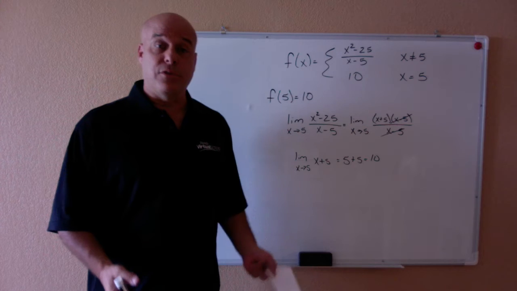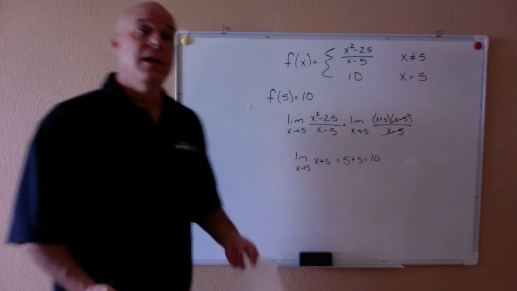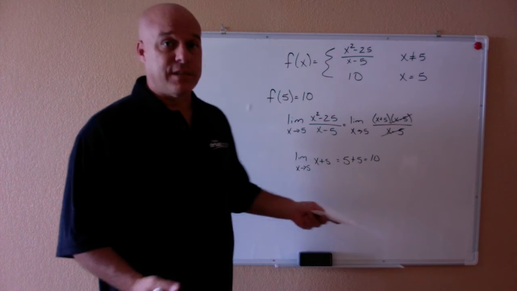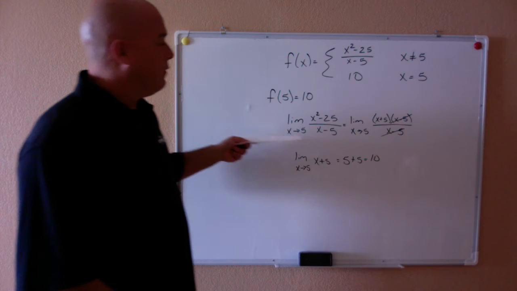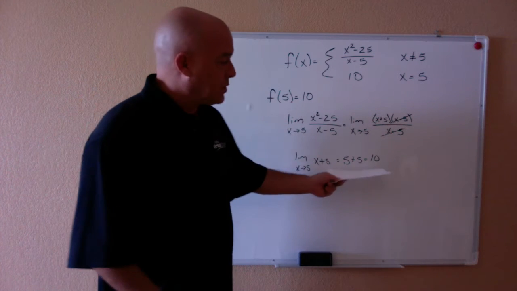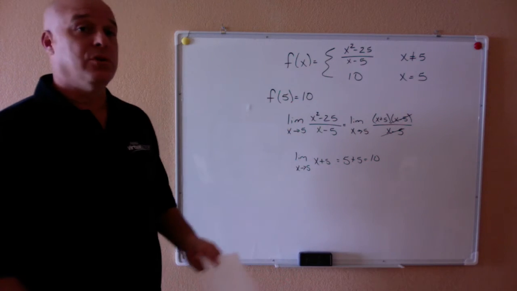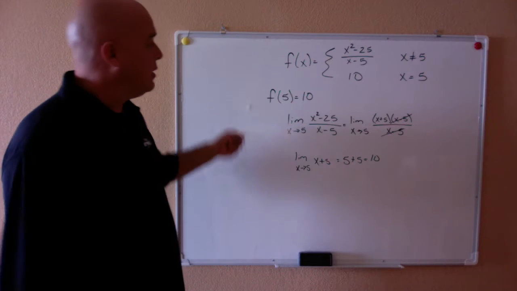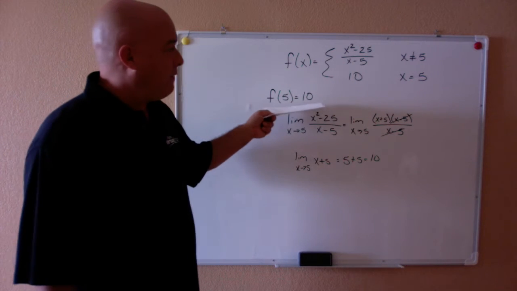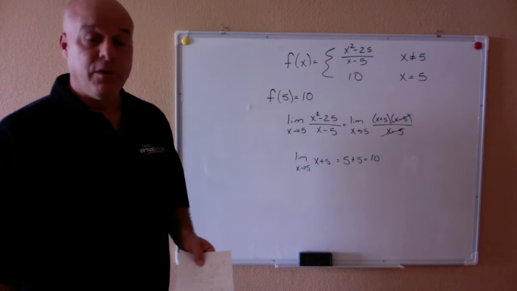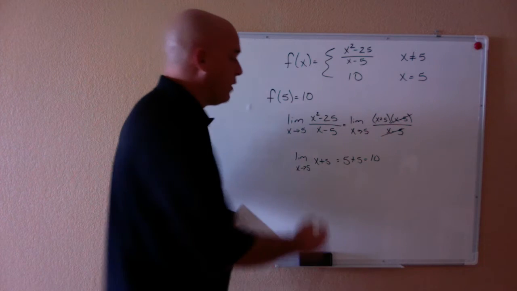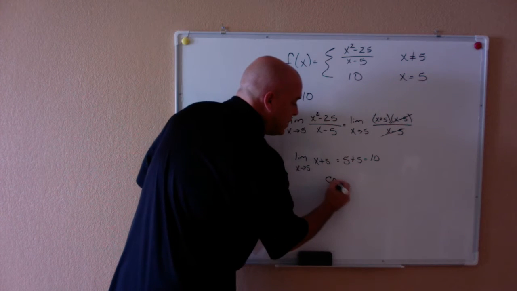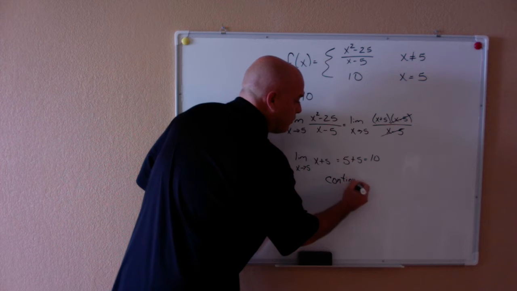Now we have to look at the third condition. The third condition said that the value of the function had to be the same as the value of the limit. Well, the value of the limit that I found is 10. So the two-sided limit exists and its value is 10. The value of the function at 5 is also 10. So the third condition is satisfied, and it turns out that this one is a continuous function.